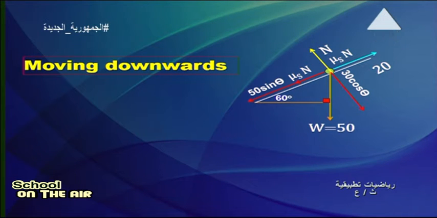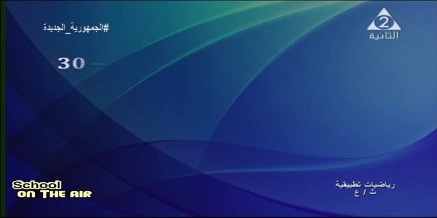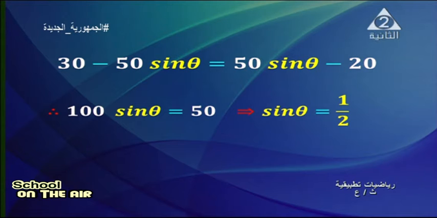We have two equations. The first, mu S N plus 20 equals 50 sine theta in the case of moving downwards. Therefore, 30 minus 50 sine theta equals 50 sine theta minus 20. Therefore, we deduce that sine theta equals 1 over 2, or theta equals 30 degrees.